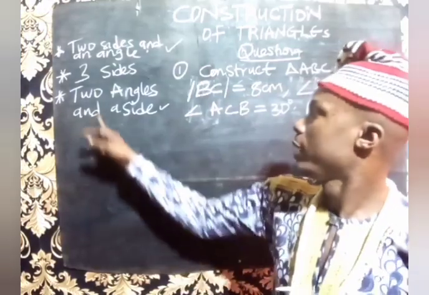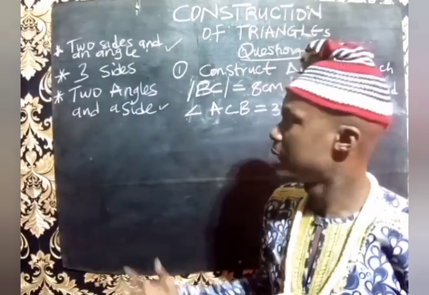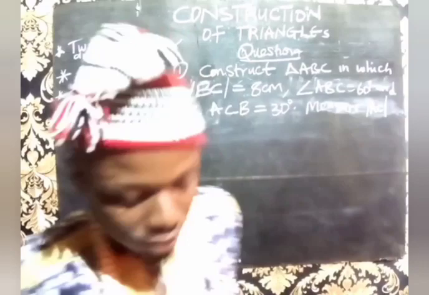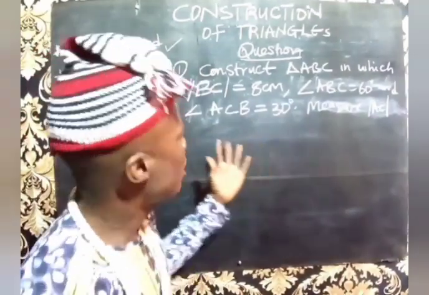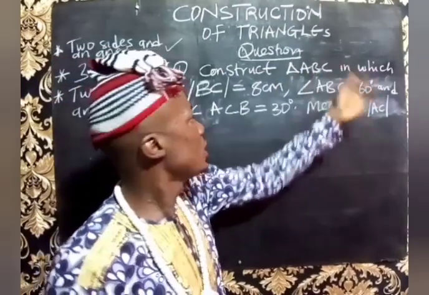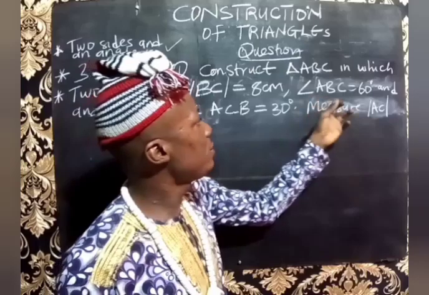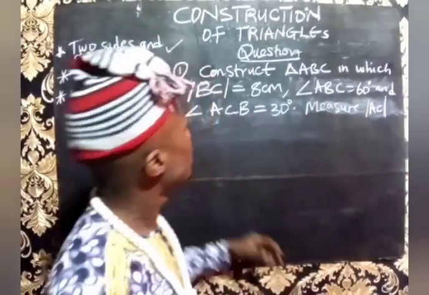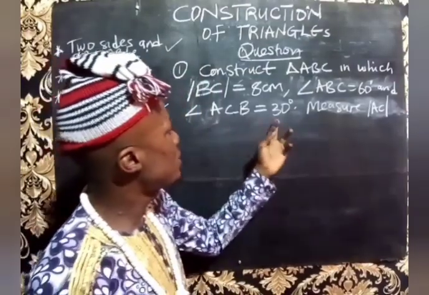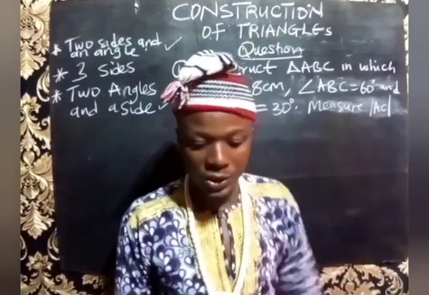Category whereby two angles and just a side will be given, and you shall be asked to construct that given triangle. So we have to exemplify that using this question here, where we are asked to construct triangle ABC in which line BC is 8 cm, angle ABC is 60 degrees, and the angle ACB is 30 degrees. We are then asked to measure line AC.